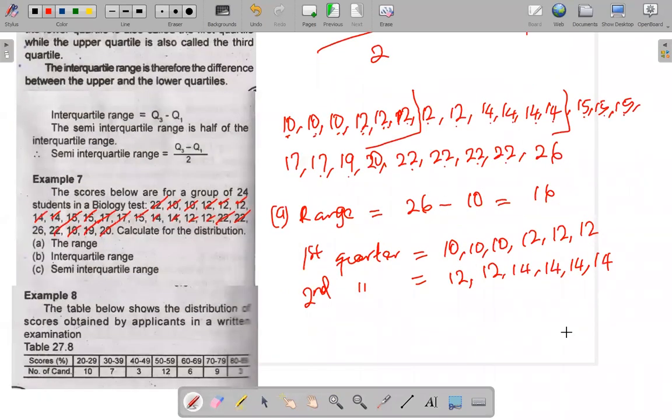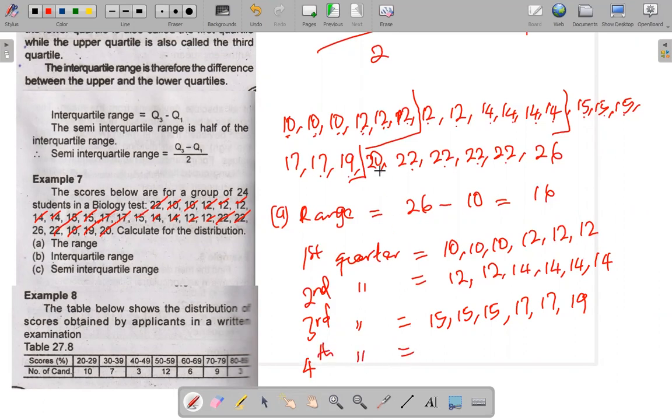The next quarter, that is the third one, we start here now and count 6: 15, 15, 15, 17, 17, and 19. And finally, the fourth quarter will be the remaining data, which is 6 items.